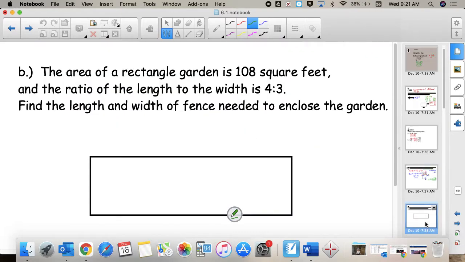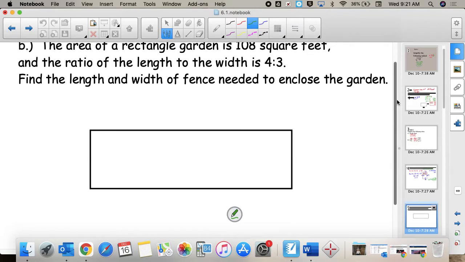Take a look at our next one then. It tells us the area of that rectangular garden is 108 square feet. It says the ratio of length to width is 4:3. It says find the length and the width of the fence needed to enclose the garden. Right? Area is 108 feet squared.